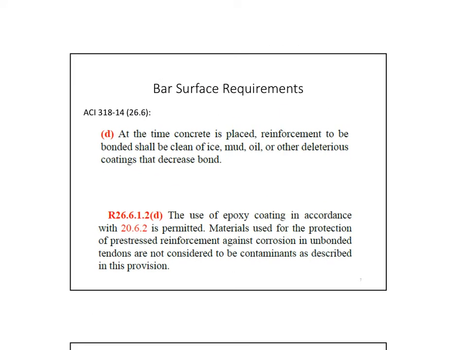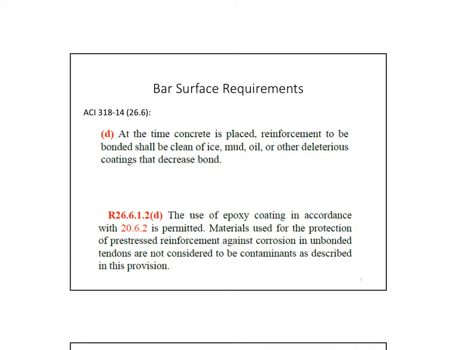Surface requirements. The bar surface requirements at the time concrete is placed: the reinforcement to be bonded shall be clean of ice, mud, oil, or other deleterious coatings that decrease bond. So you need to see the reinforcing bar really neat and clean. It's acceptable to have some rust or corrosion, but if you see so much of it that it really affects the bar diameter, then this is not acceptable. If you see things sticking on the bar that may reduce the bond between your bar and your concrete, then you should not accept it.